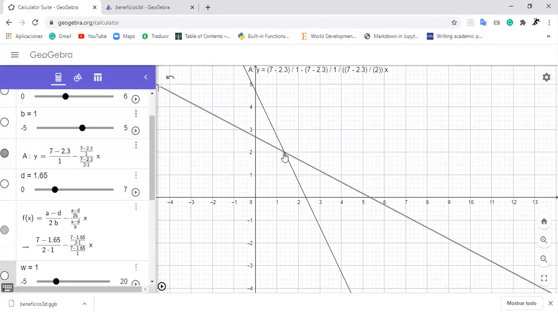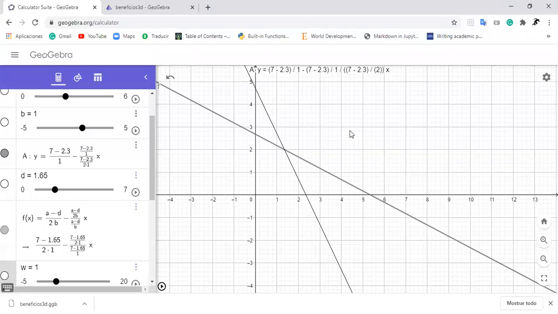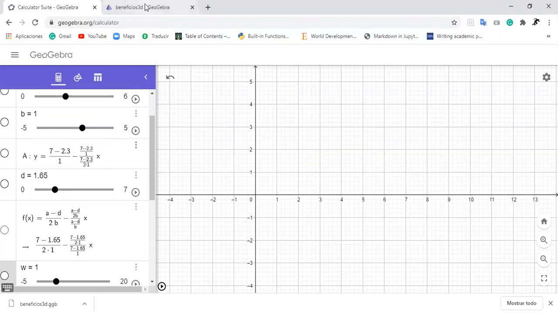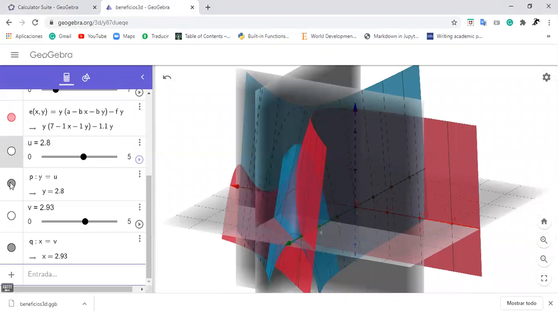So in order to find these reaction functions, we need to talk about the maximization of profits. Let me tell you something about these profits. Let me show you this 3D graph, this three-dimensional graph.